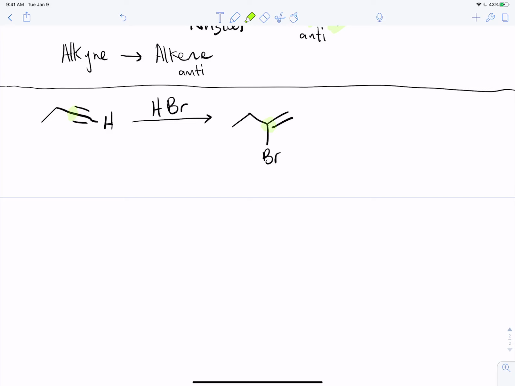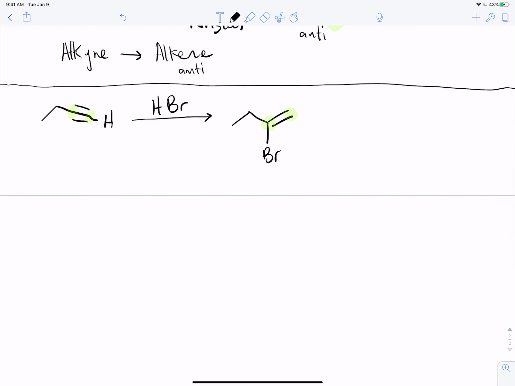Okay, so it has 2 shots, or 2 different places it could go. It could go to either of these carbons that are highlighted in green, and it goes to the more substituted of those 2 carbon atoms. So we would say this is Markovnikov.